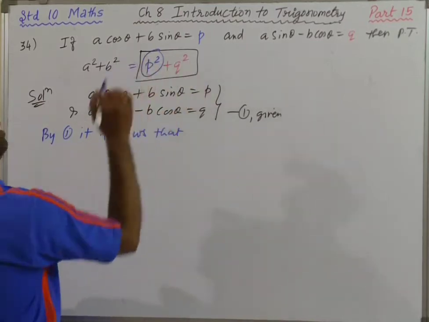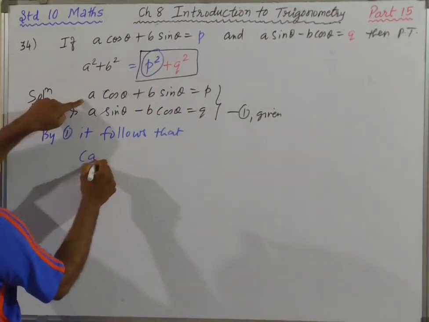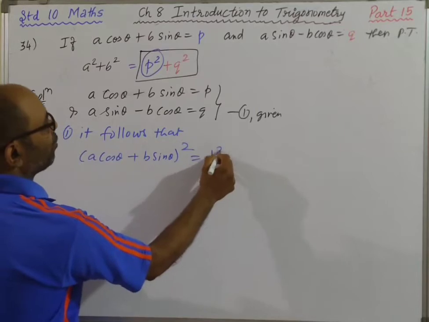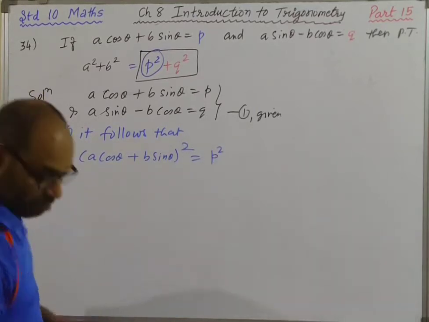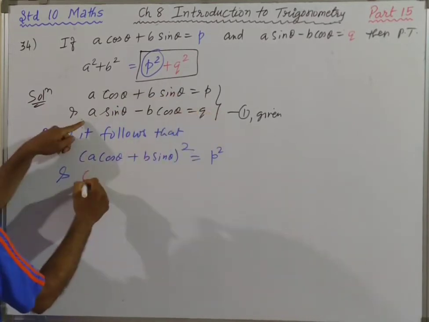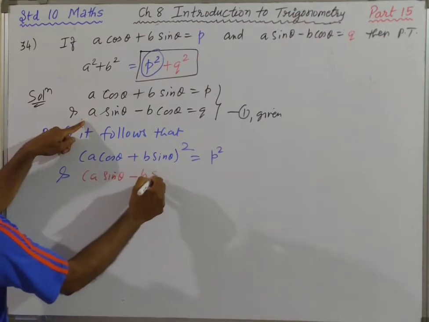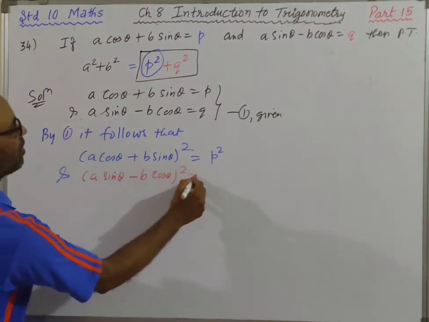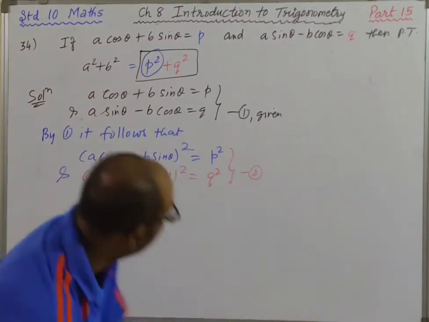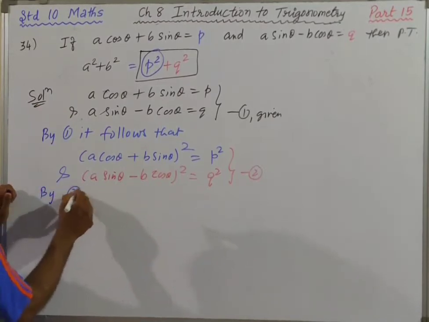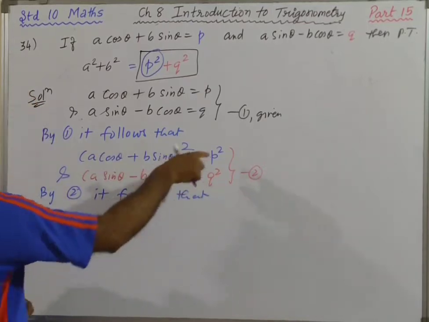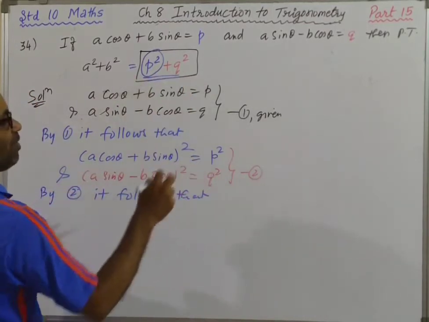and should I keep it on the right hand side? Because we need it on the right hand side. Let's see: (a cos theta plus b sin theta) whole square is equal to p square, and by one it follows, both results are from one only, (a sin theta minus b cos theta) whole square is equal to q square. Call it result 2. By 2 it follows that, tell me, sum of left hand side is equal to sum of right hand side. You need p square plus q square.